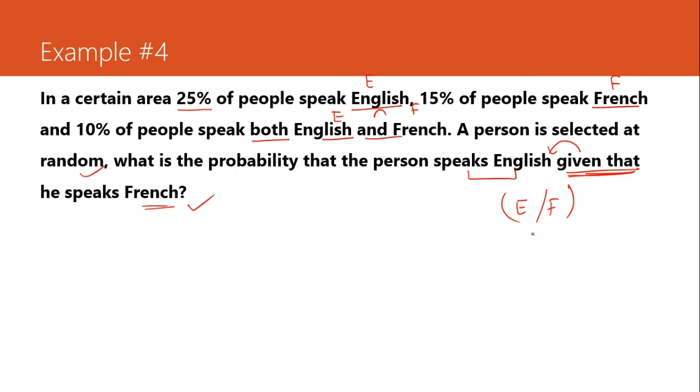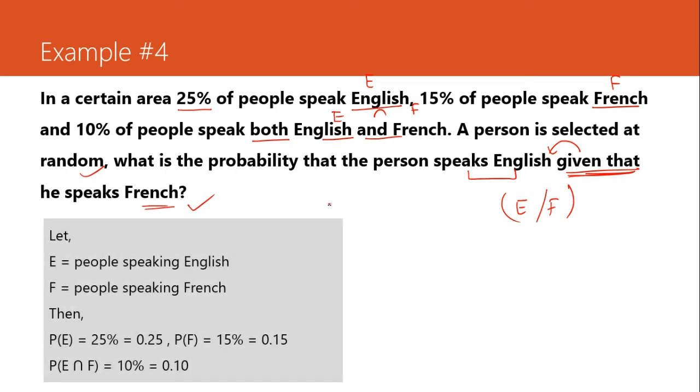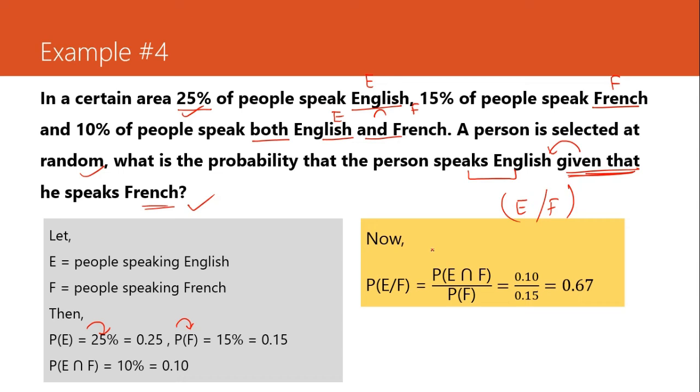So let us first define the symbols. E means people speaking English, F means people speaking French. Then we have P of E 25%, it's given over here, 25%, 0.25. Probability of French is 0.15, and probability of E intersection F, both, is 10%, 0.10. Second thing is we need to apply the formula, probability of E by F. Now this is the formula, substitute values from here, and the answer is 0.6.